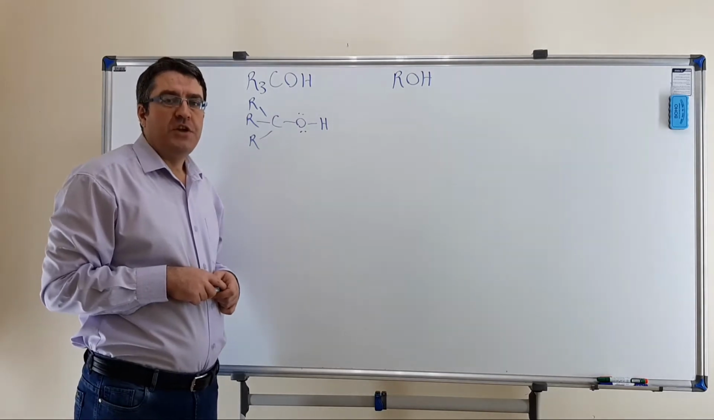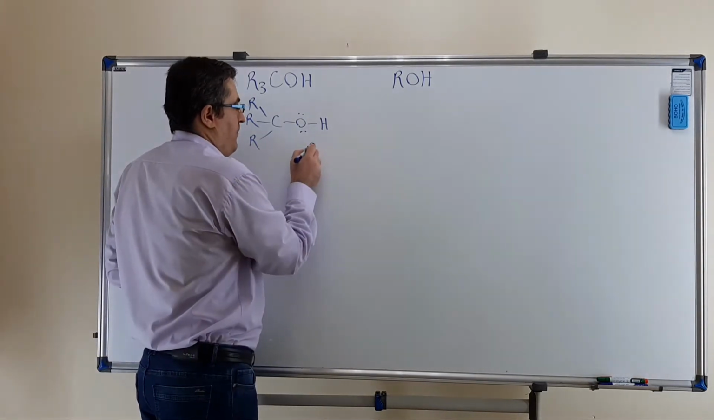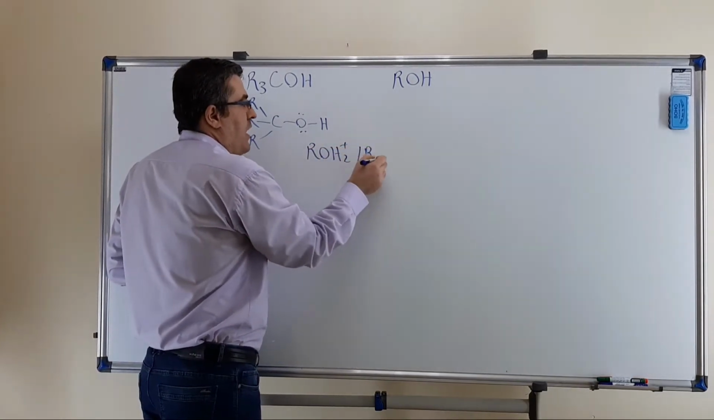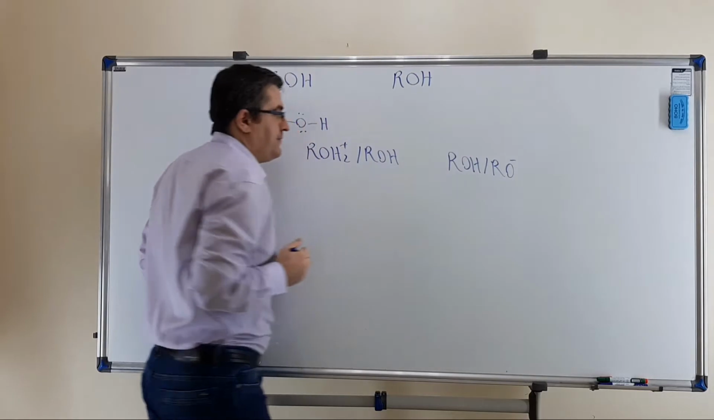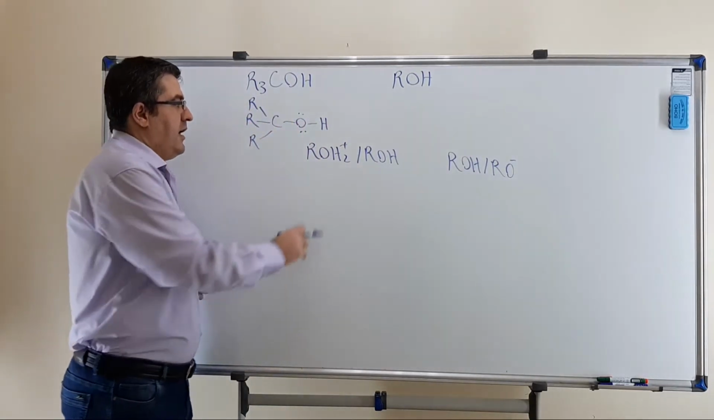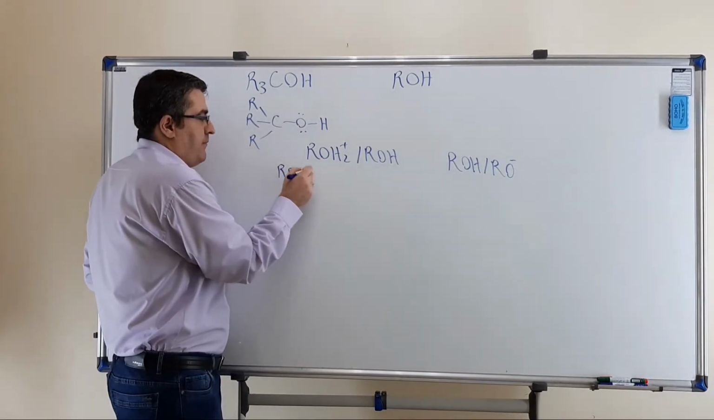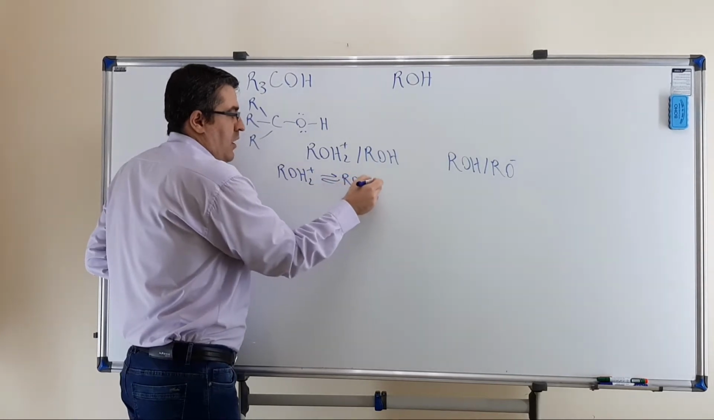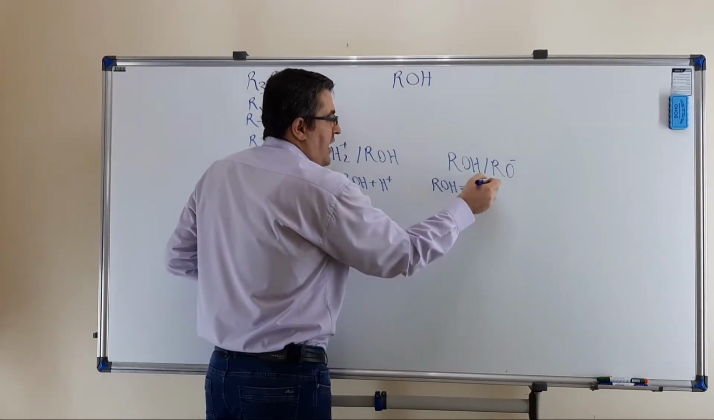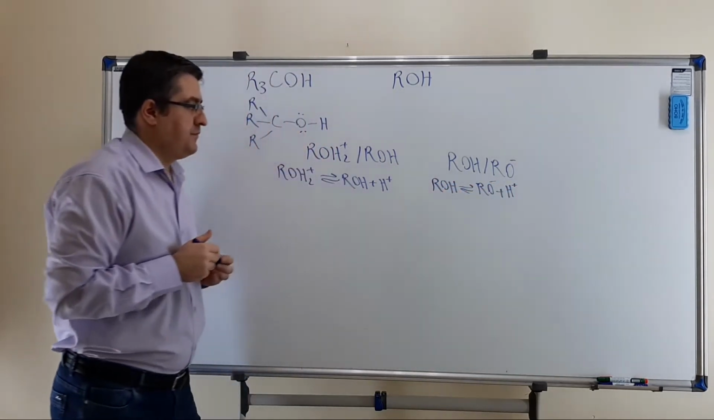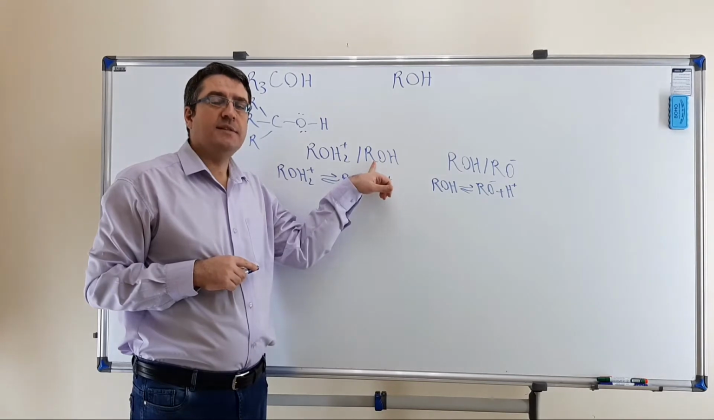For alcohols, we can consider the following two conjugate acid-base pairs: ROH2+ and ROH, and ROH and RO-. For example, the acid dissociation reaction for this pair is in this way, while for this pair, the acid dissociation reaction is like this. In this pair, alcohol itself is the conjugate base.